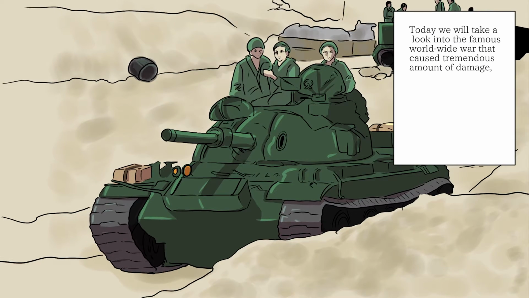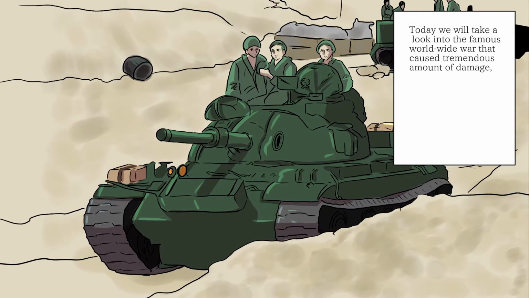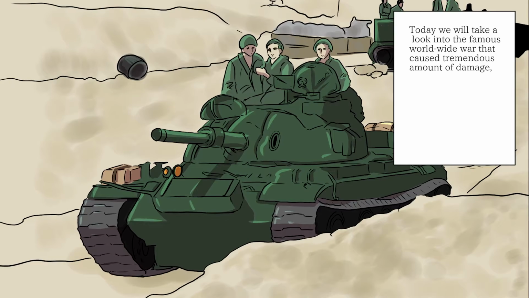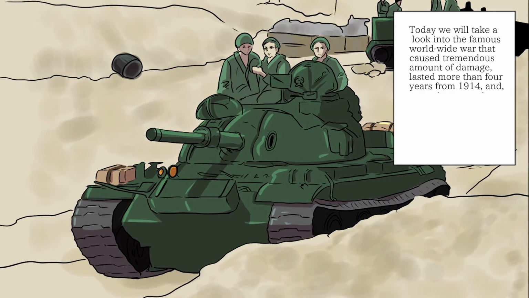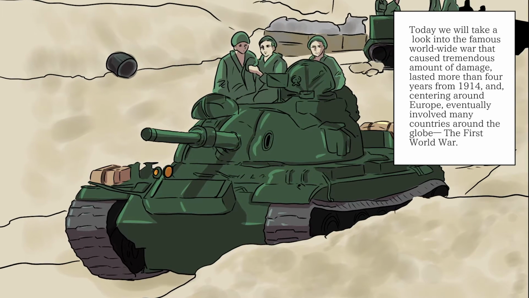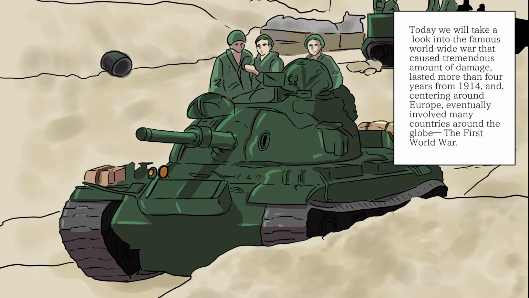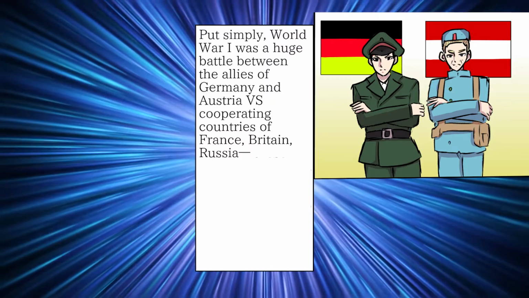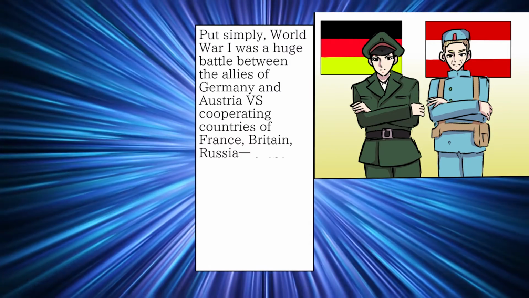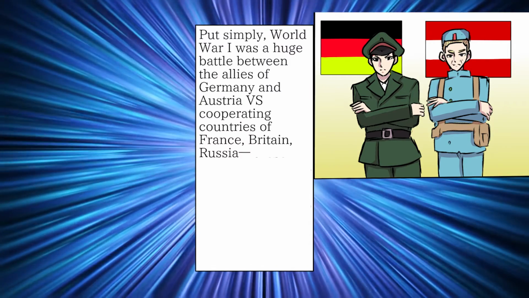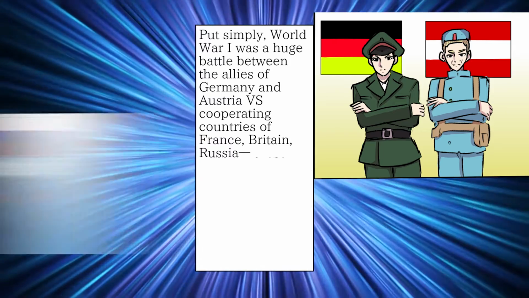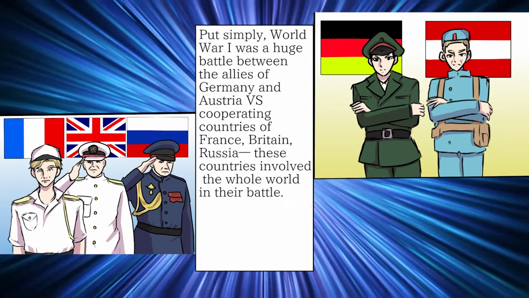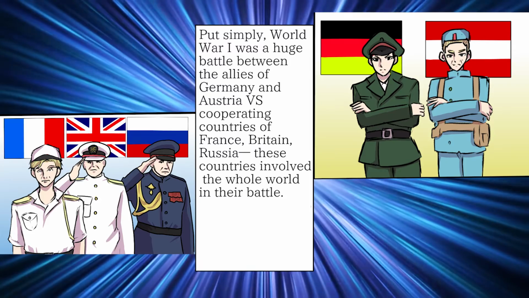Today, we will take a look into the famous worldwide war that caused tremendous amounts of damage, lasted more than 4 years from 1914, and, centering around Europe, eventually involved many countries around the globe, the First World War. Put simply, World War I was a huge battle between the Central Powers of Germany and Austria-Hungary versus the allies of France, Britain, and Russia. These countries involved the whole world into their battle.